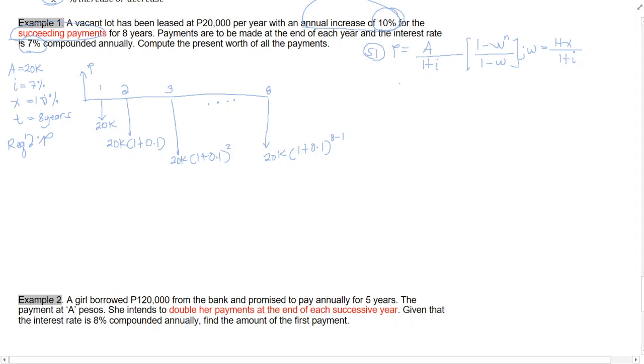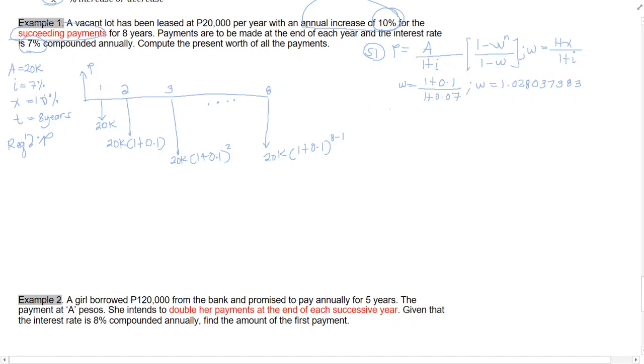If you can store that to A, it's okay. So 1 plus your x, that is 0.1, divided by 1 plus 0.07. Computing that, it will give us the exact value, which is 0.028037383. That is the exact value. We use the exact value for W, or you can store that using your calculator, store that to A or to B.